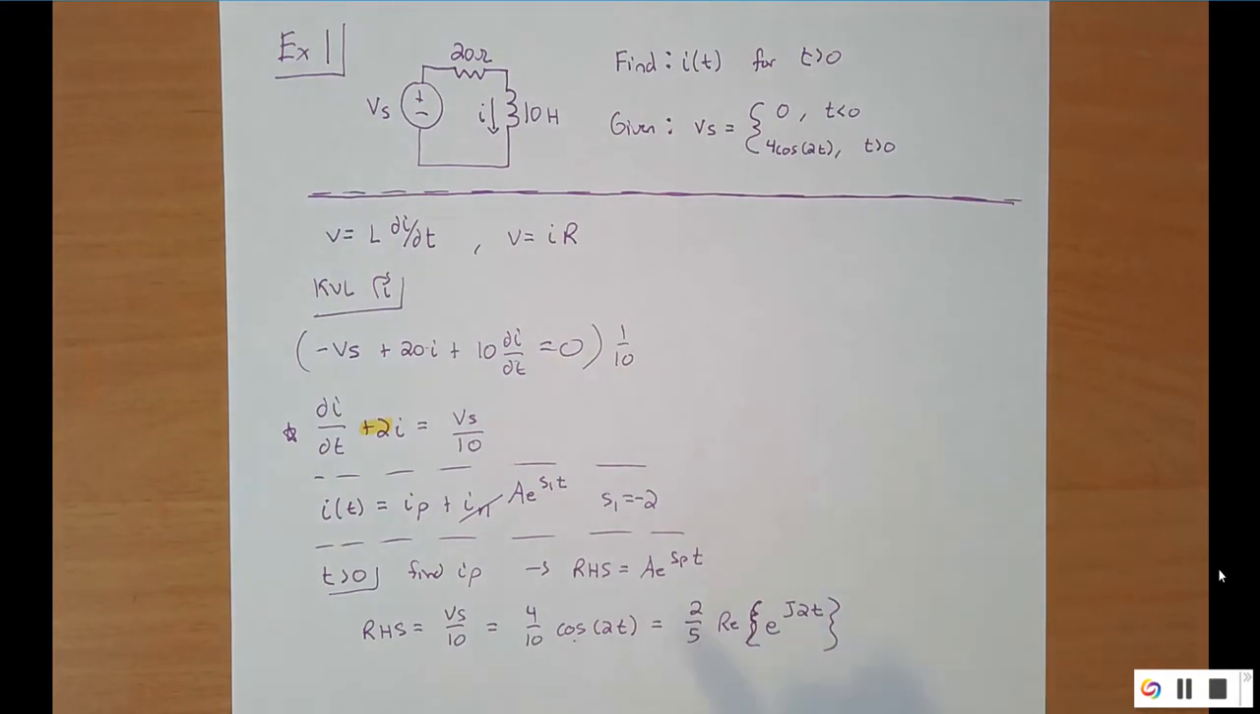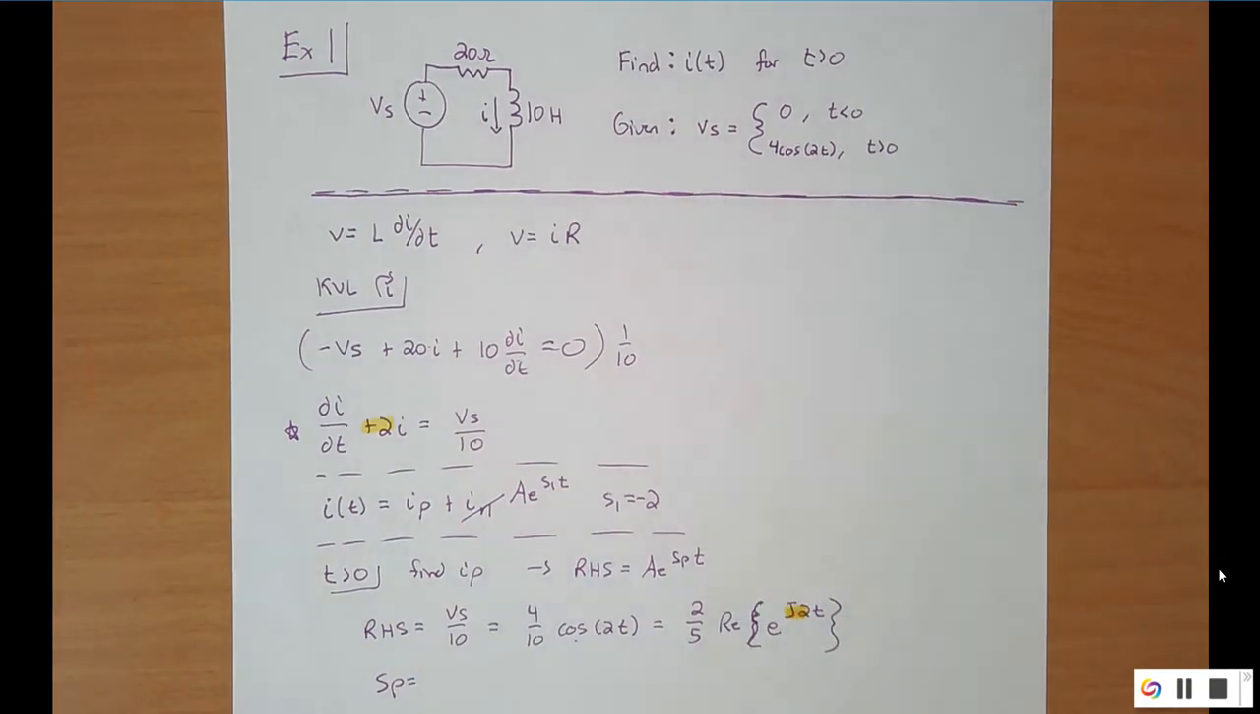So now we have the exponential form. And for the most part, you can drop off this real part and just bring it back later. Just remember that's a cosine function when you convert back from the exponential. Our s_p term is this j2 right here.